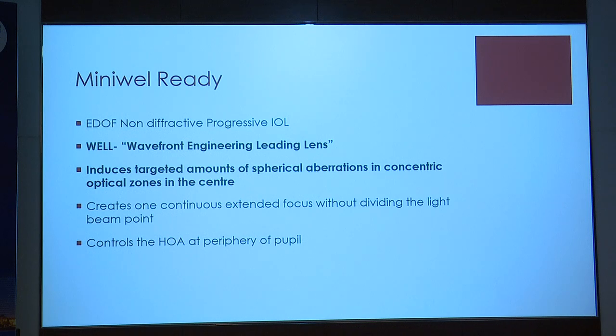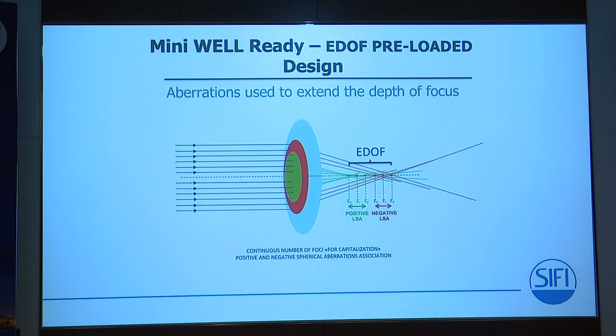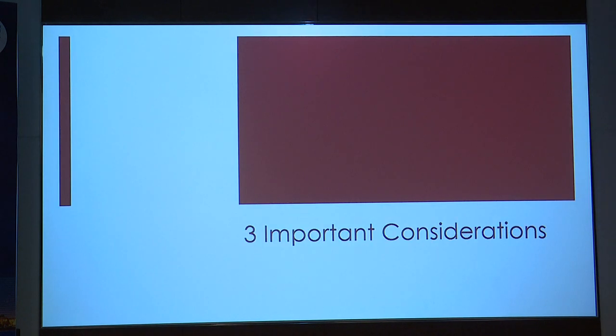Now, what the Miniwell lens does is it's divided into 3 zones: the central 2 millimeters, 2 to 3 millimeters, and beyond. By inducing different amounts of spherical aberration, a -2 in the center and a +2 in the mid-periphery, it causes a stretch in the wavefront and thereby gives you that intermediate range of vision.